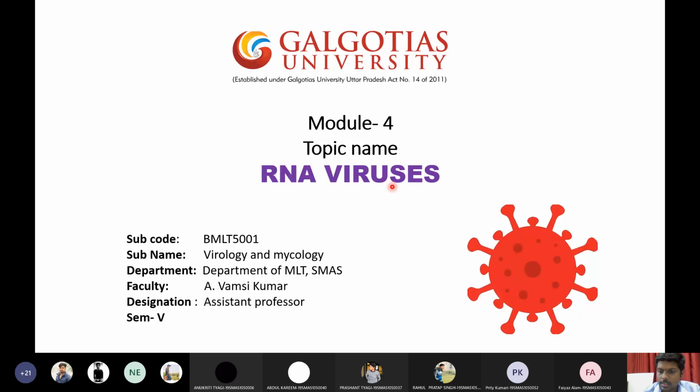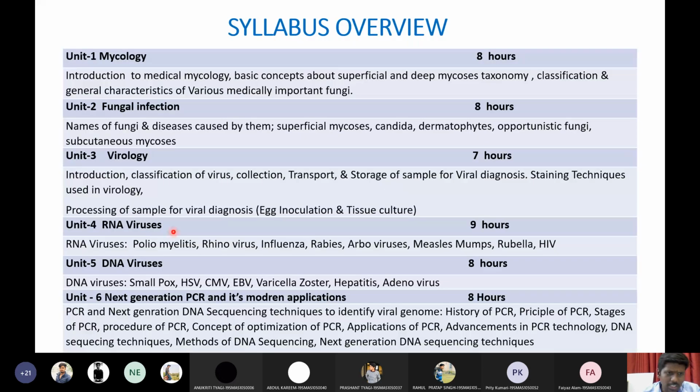If you see the syllabus in unit 4, we have poliomyelitis, polio, rhinoviruses, influenza virus, rabies, arboviruses, measles, mumps, rubella, and HIV. These viruses we need to study. So the following viruses are included in the RNA viruses: polio, rhino, influenza, rabies, arbo, measles, mumps, rubella, and HIV viruses.